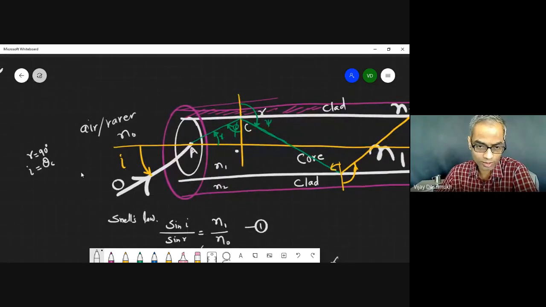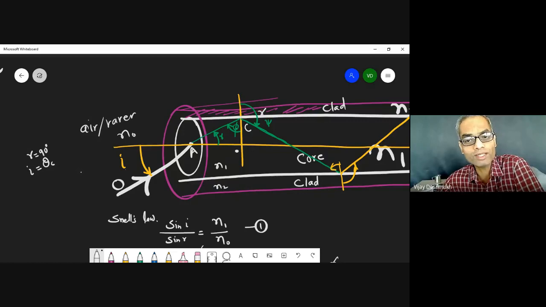Now see, the light that is going here, the white one, okay? Now, if we increase the angle of incidence, what will happen? Angle of refraction will increase, right? Here, R will increase, so phi will decrease. Now, as the phi decreases, the psi will decrease, and psi will fall below the 90-degree value.